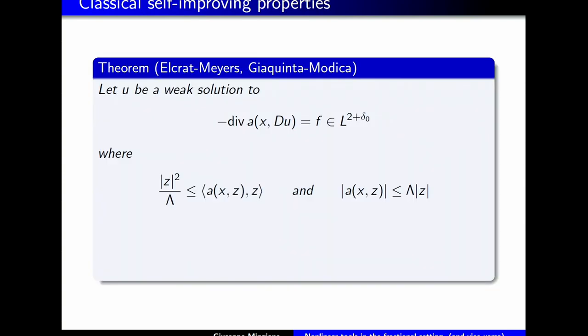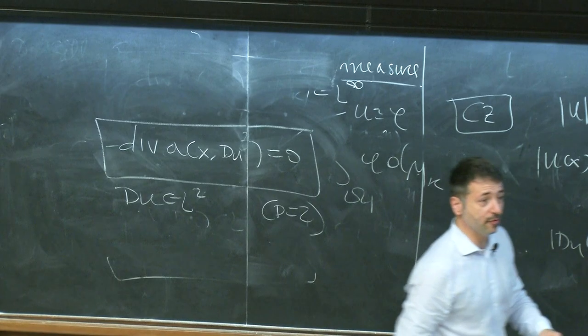The non-local self-improving property has something to do with the so-called Meyers estimate. So Meyers estimates are the following one. What can you tell about, already for instance in the case p equals 2 and the right-hand side equal to 0, the regularity of the gradient and the integrability of the gradient of an equation like this? You take already the right-hand side equal to 0 and you start from an energy solution. Now you are considering the case p equals 2 in these assumptions, in the assumptions before.